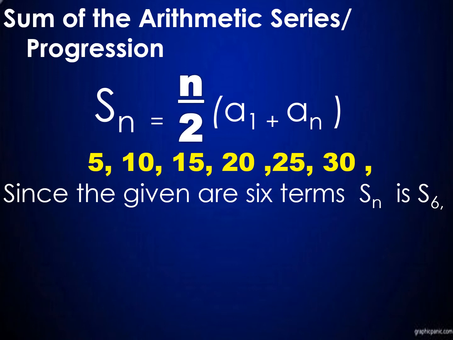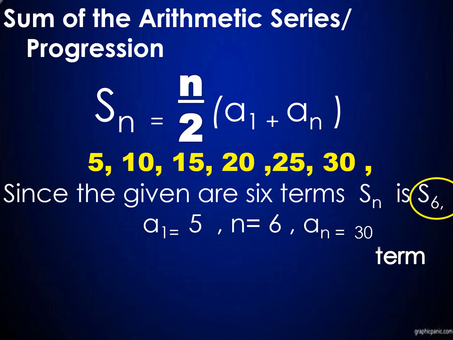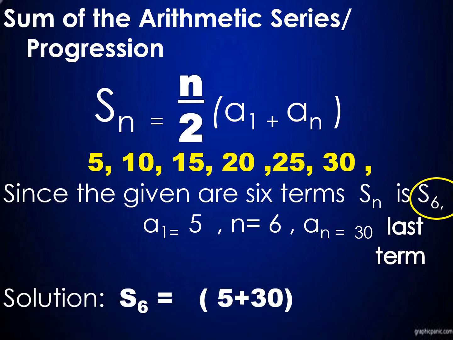So since the given are 6 terms, S sub n is S sub 6. So 6 kasi yan, kaya S sub 6 tayo. So again, i-recall natin, yung a sub 1 is 5, yung first term na yun. Then n is equal to 6 kasi 6 na term yan, kaya 6 siya. Then your a sub n is 30. Yung pinaka-30 mo, gagamit ka yung last term. Yun yung nagre-represent ng a sub n.